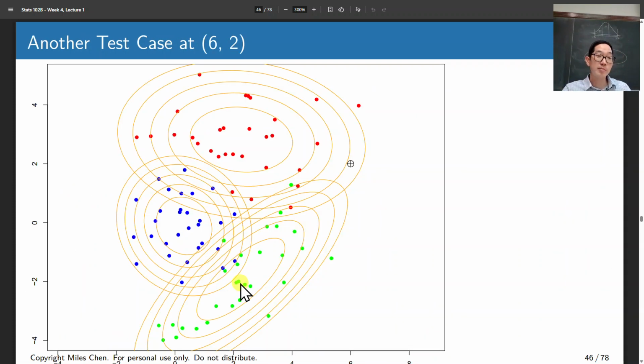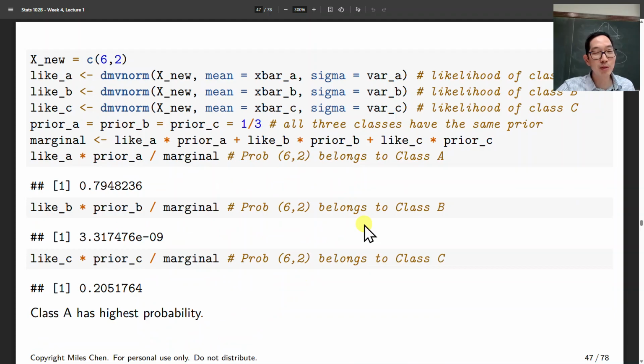Here's another example. This time I'm out at 6, 2. Just looking at this, what do you think our rankings will be as far as which class is the most probable and which is the least probable? We'd say red is the most probable, and the least probable is blue, right? So we run it through.